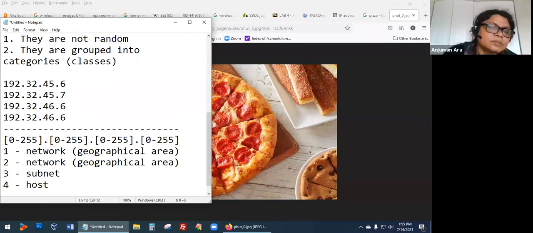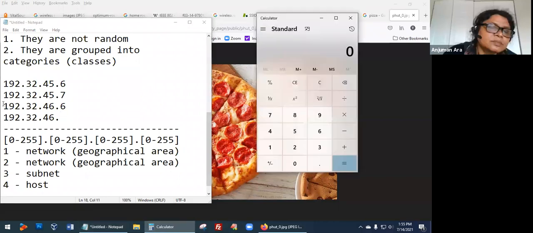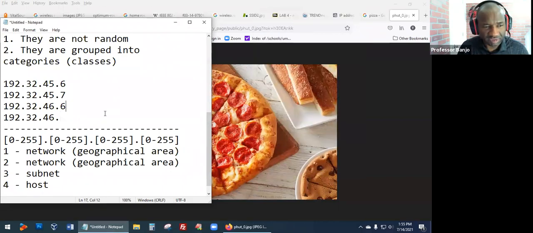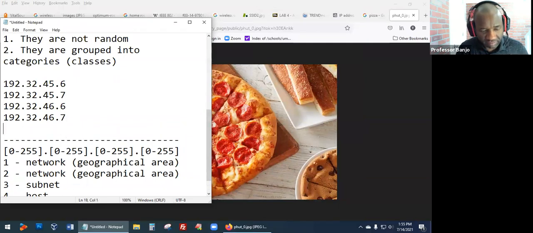If you have something like this, and then you have another one, let's say this is 47, if the third block is different, with the same network, 192.32, 192.32, and the third blocks are different, then those are subnets.